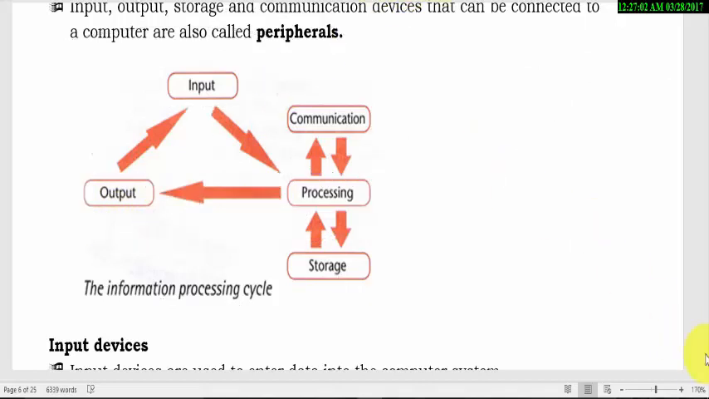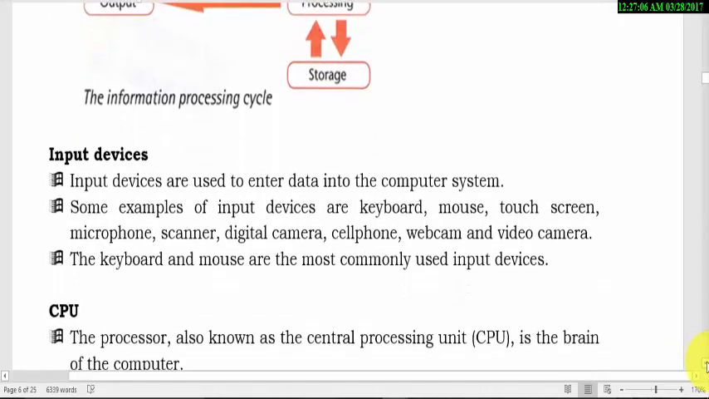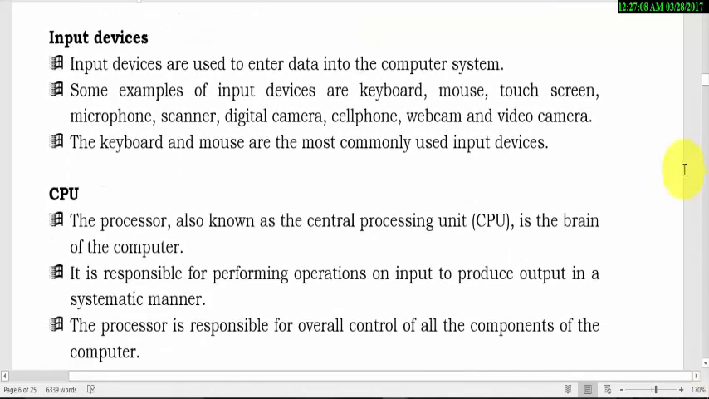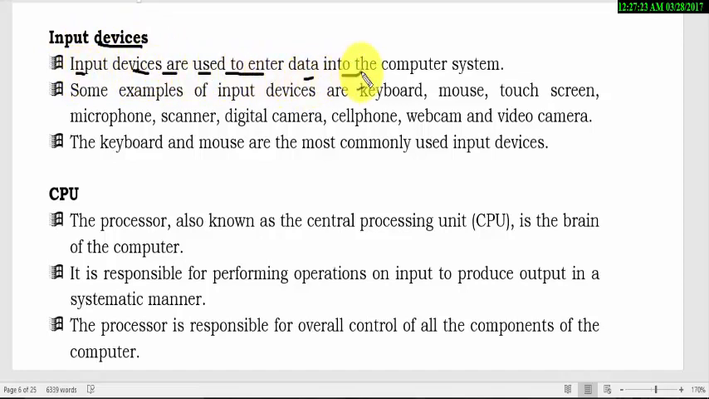So now we can move on to look at the details we have been discussing. What are input devices? The word input, students, I remember I have been telling you in the other tutorials, means machines. So input devices are used to enter data into the computer system. That's the definition. Input devices are used to enter data into the computer system.